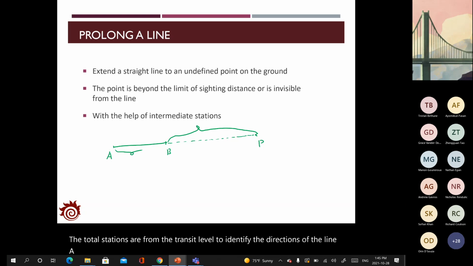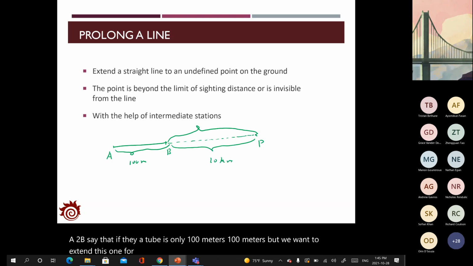Say that if A to B is only 100 meters, but we want to extend this one for like 10 kilometers, this would be a very effective method based on the line of sight and also the true angle that you measured.